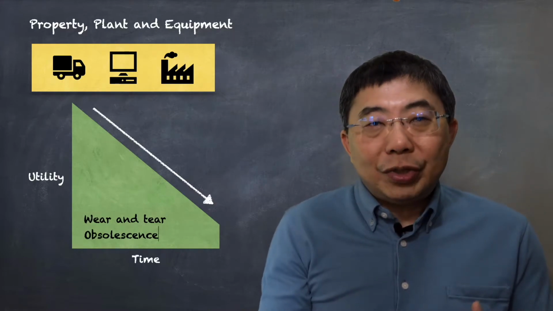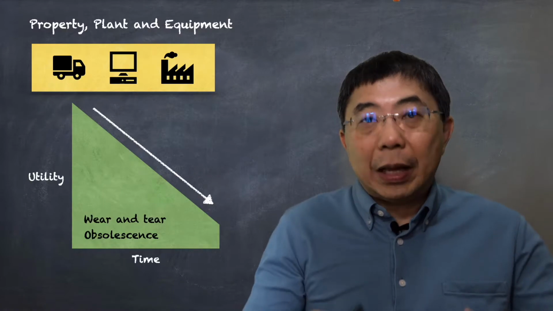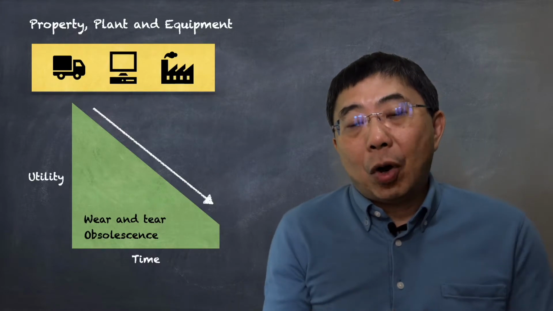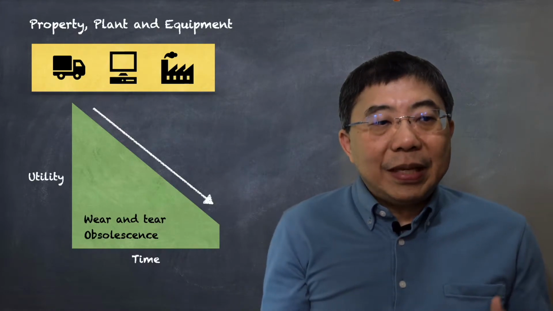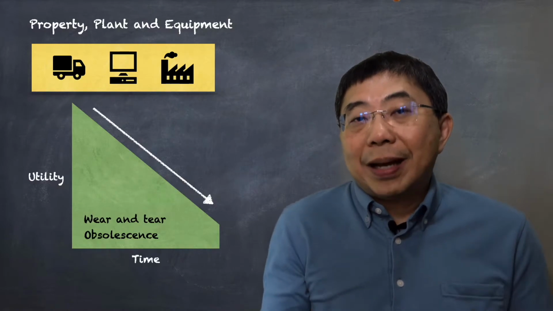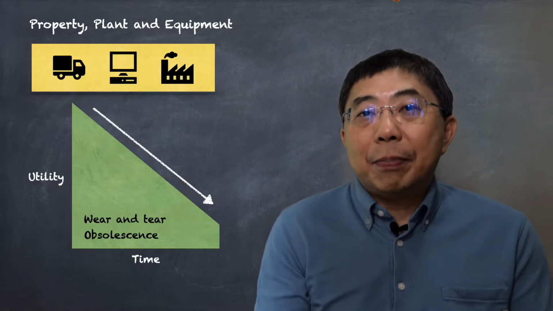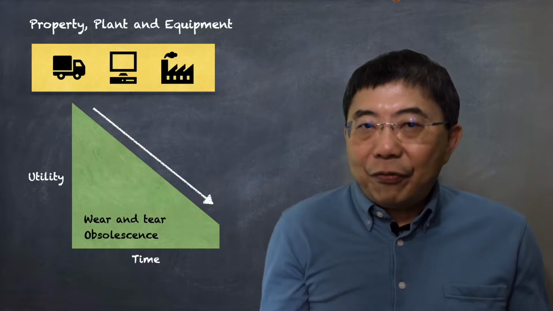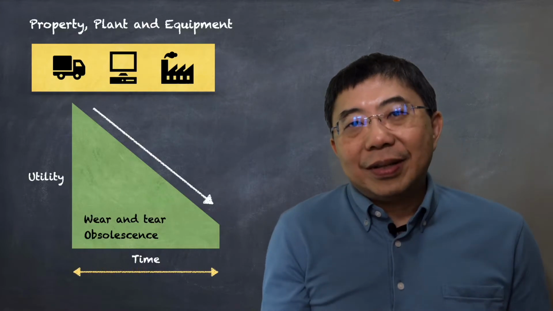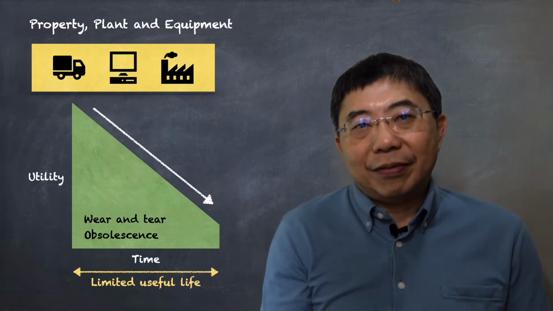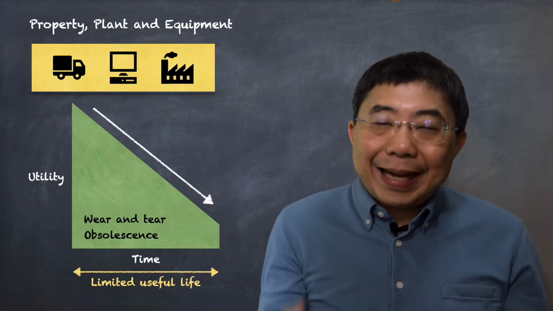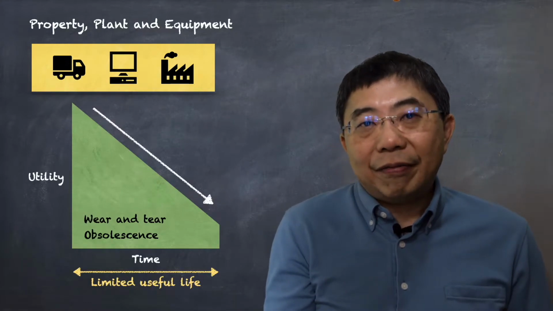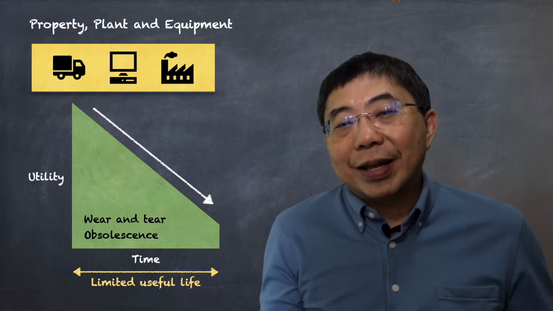The decline in utility could also be due to the development of new and improved versions of these assets that renders them obsolete. These assets can also become obsolete when the products they produce are no longer in demand by consumers. Therefore, by its nature, these physical assets have a limited useful life. So how does the decline in utility of these assets and its limited useful life affect the recording of business transactions?